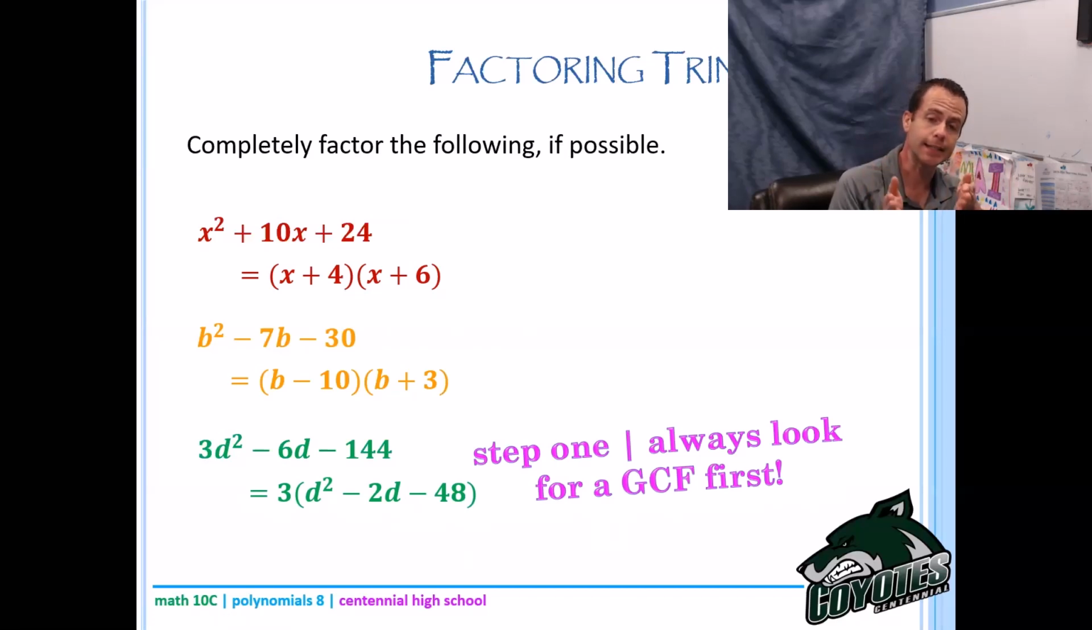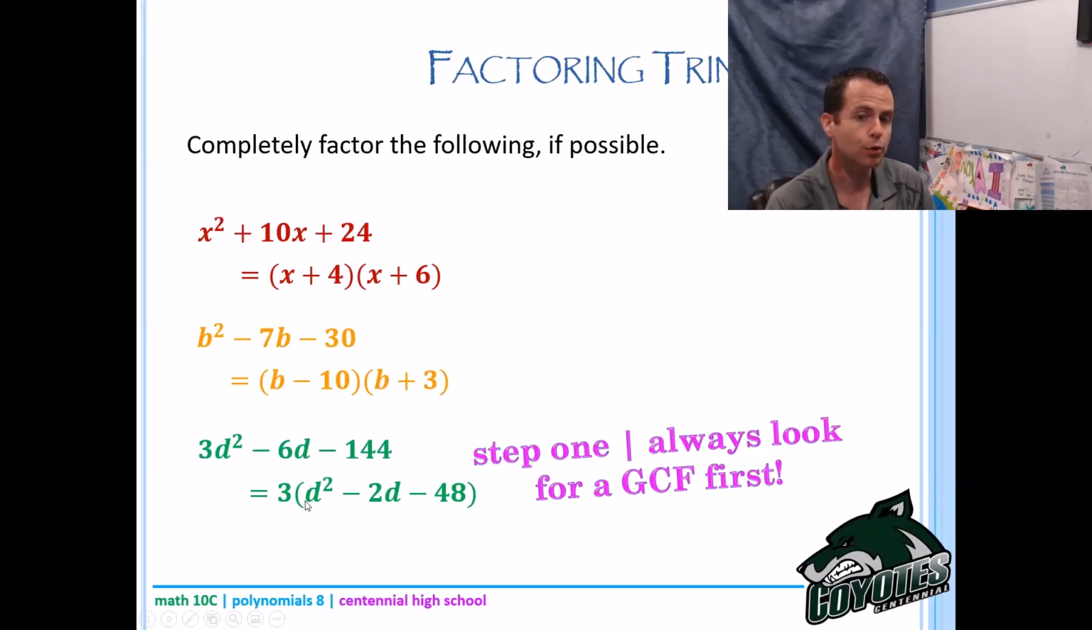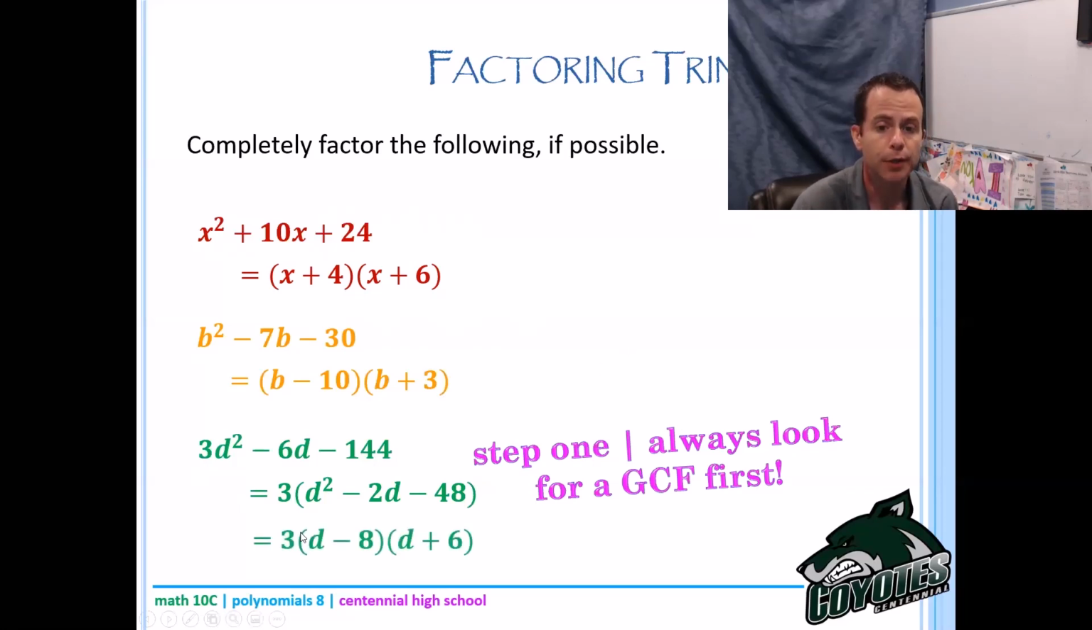Now I'm looking at that d squared minus 2d minus 48 and asking myself, okay, can I continue to factor this? Are there two numbers that multiply together to give me -48 and add together to give me -2? And there are. It's -8 and +6. Now this portion is shortcuttable because there is now no coefficient on the d squared. Remember that the 3 came out first. The 3 stays there. It's along for the ride. It must be part of my answer. And so my final answer becomes 3(d − 8)(d + 6).